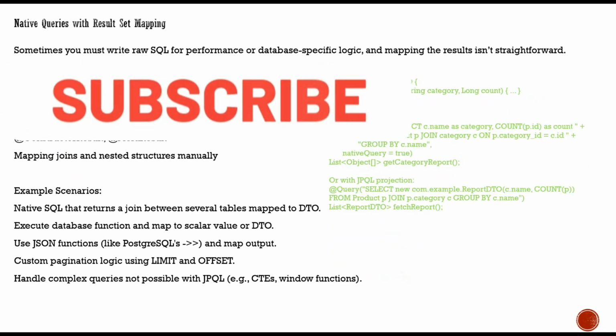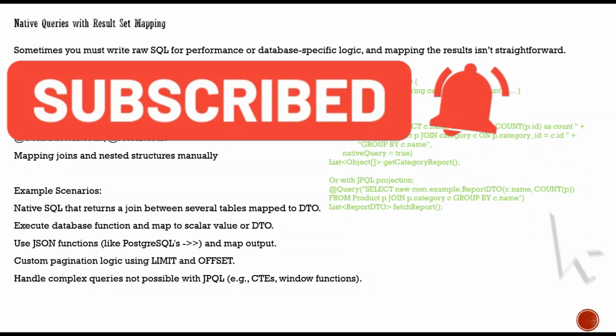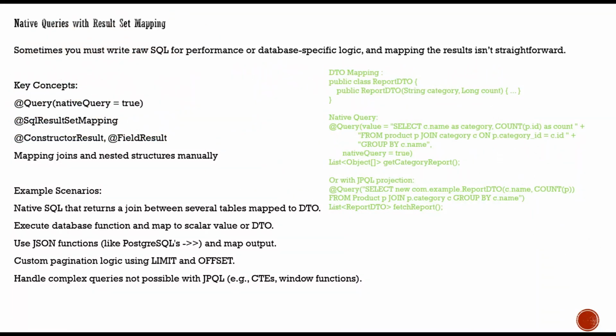Now we can make use of native queries which will require some mapping. Sometimes when you are writing raw SQL queries for performance or database-specific logic, the mapping isn't going to be very straightforward. Okay, so let's say you have the @Query which is native, nativeQuery true. You can use @SqlResultSetMapping, or you can have ConstructorResult or FieldResult. So you can map some joins and constructor structure also manually.